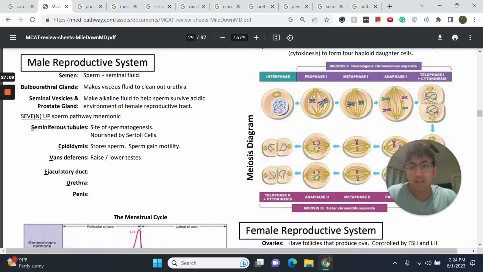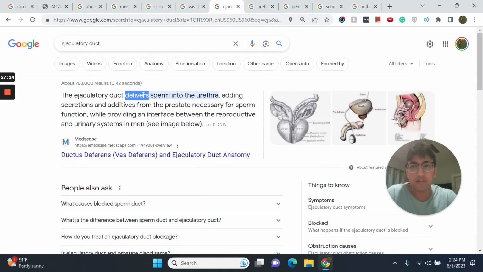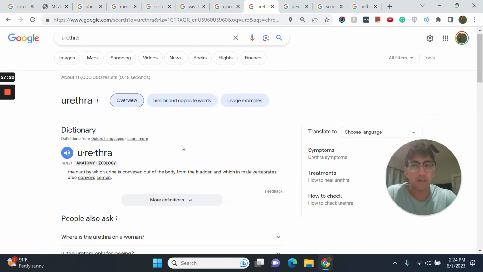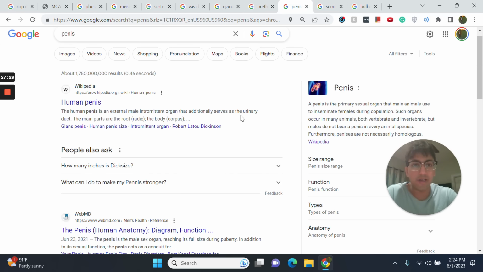The next thing is the ejaculatory duct. The ejaculatory duct is the duct that delivers the sperm to the urethra. And the urethra is the duct in which the urine or the semen is conducted outside the body. The penis is the main sexual organ that makes this all possible, which is used for insemination of a female, as well as just the conduit for urine expulsion.